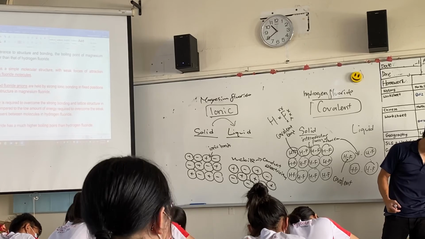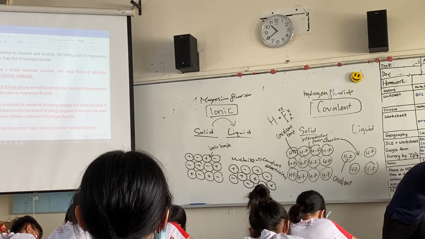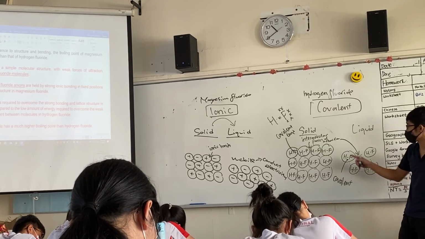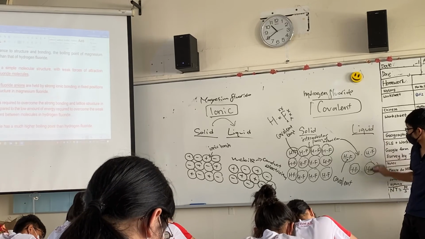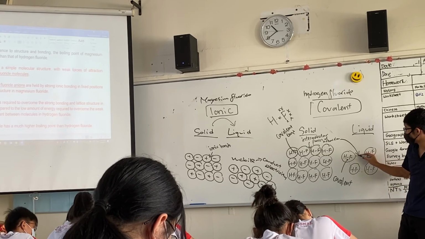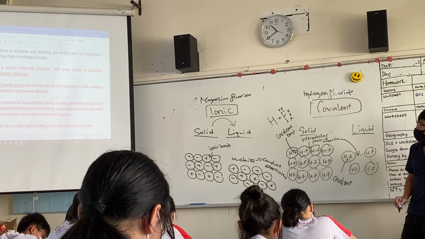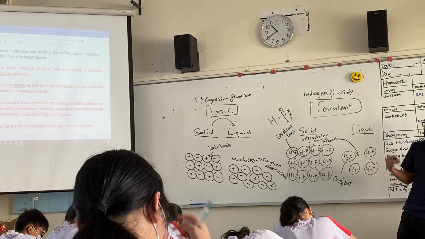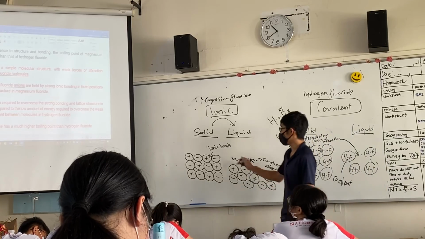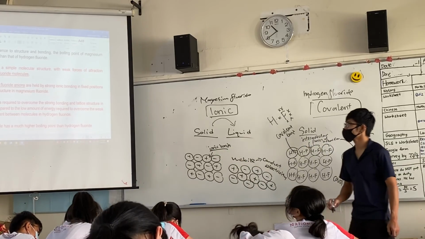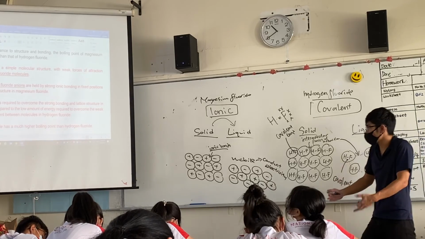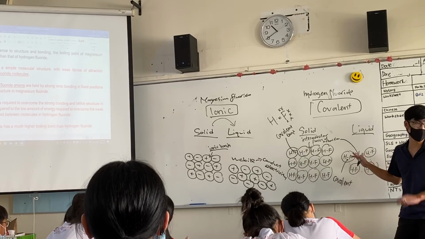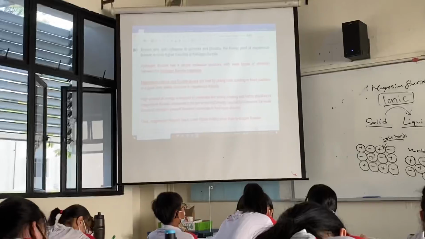So this is what is on the board, but in words. Hydrogen fluoride has a simple molecular structure with weak forces of attraction between the molecules. These dotted ones are weak. Magnesium fluoride ions are held together by strong ionic bonds. We require more energy to overcome the ionic bonds compared to these weak dotted bonds. Don't call them dotted bonds, these are the intermolecular force of attraction.